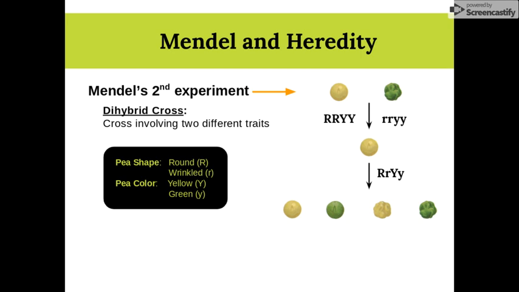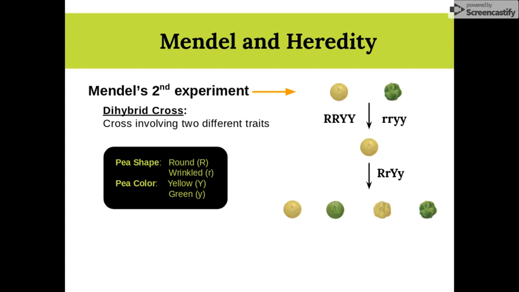For Mendel's second experiment, he continued working with pea plants, but this time he wanted to study 2 traits at a time. When 2 traits are involved at a time with a particular cross, we would call this a dihybrid cross. And what Mendel chose to look at was pea shape and pea color. Being round is dominant to being wrinkled, and being yellow is dominant to being green.